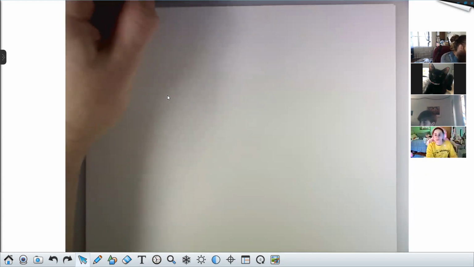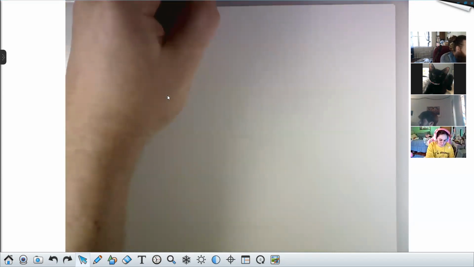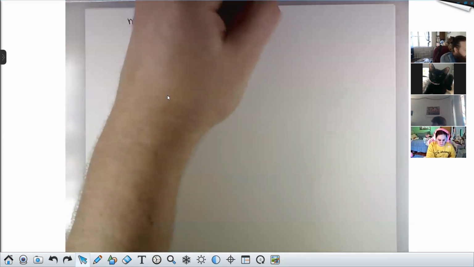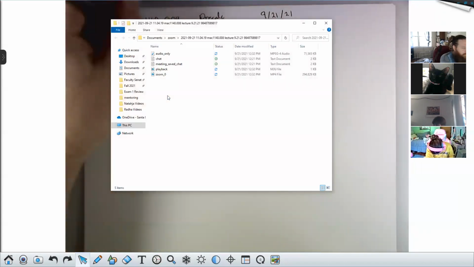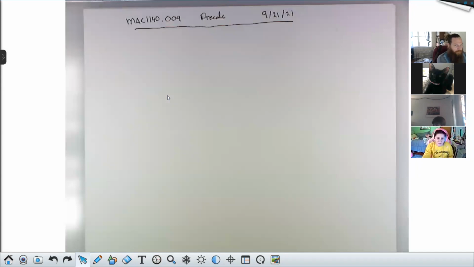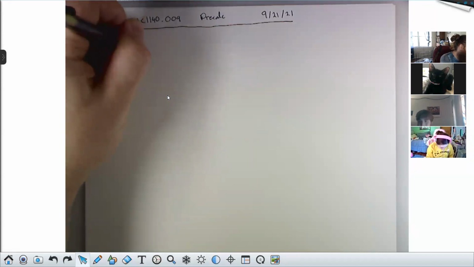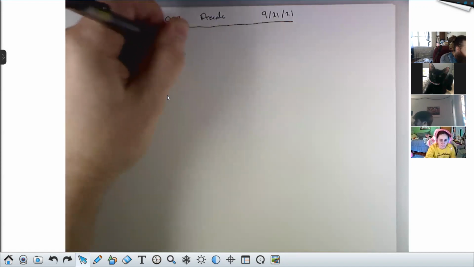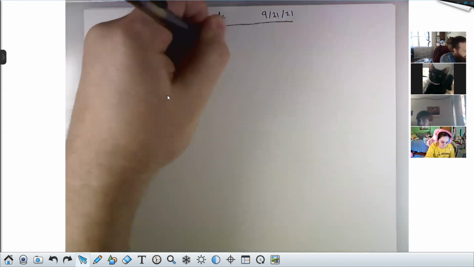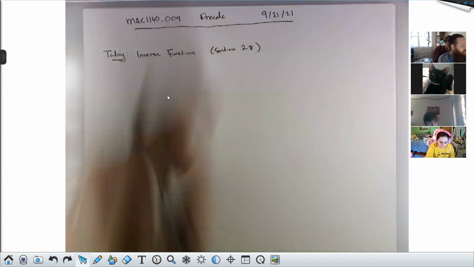This, as always, is MAC1140, section 009. That is a pre-calculus class. And today is the 21st of September, 2021. And what we're doing today is learning about inverse functions, which is section 2.8, the last section that is on our test.